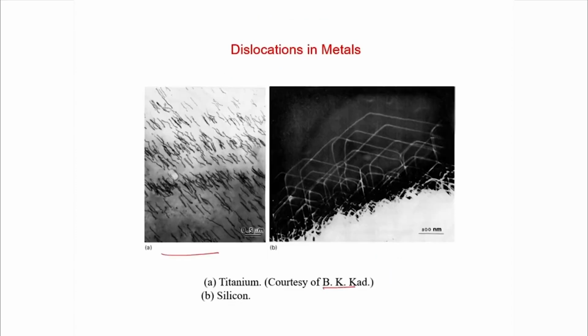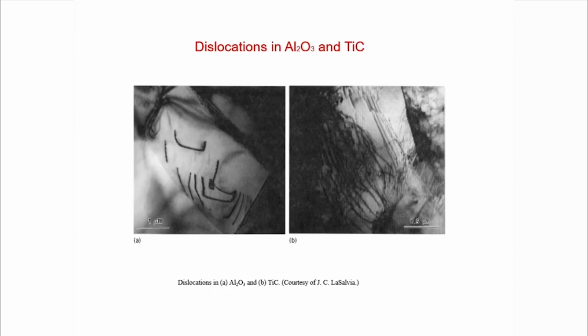How do you see dislocations? They can be easily seen using a transmission electron microscope. They are actually nanoscale objects. They look like a line or a curve in the transmission electron microscope. And these are dislocations in titanium and silicon. You can also have dislocations in ceramics like aluminum oxide or titanium carbide, and so they also look like a line or curve.